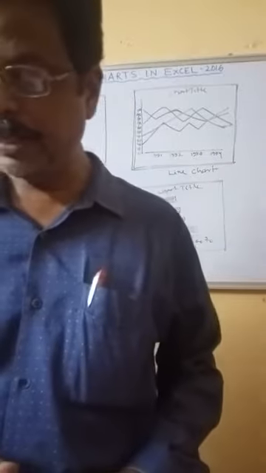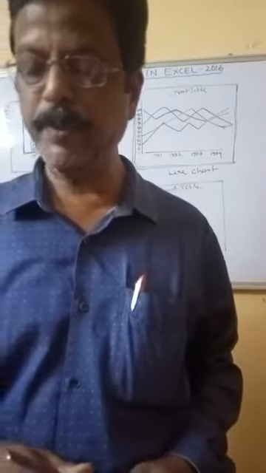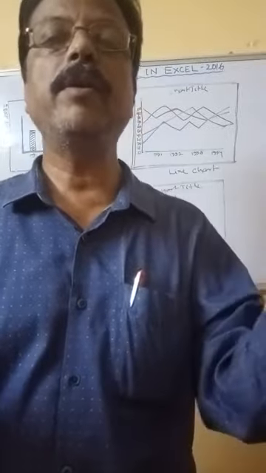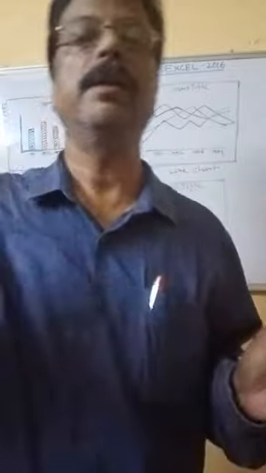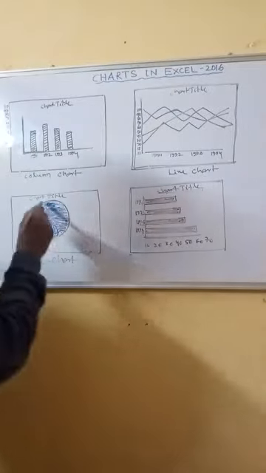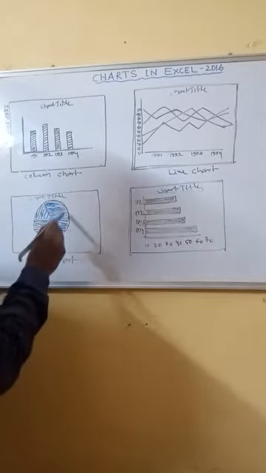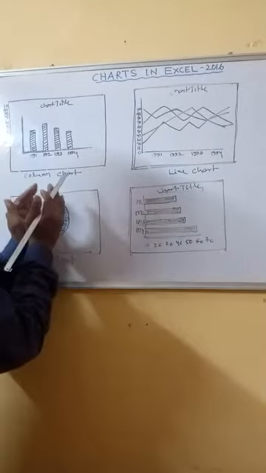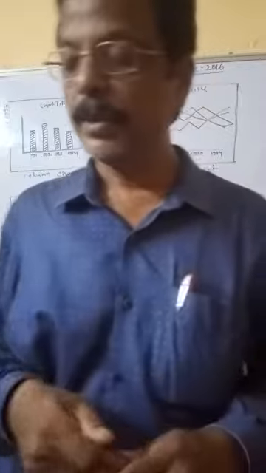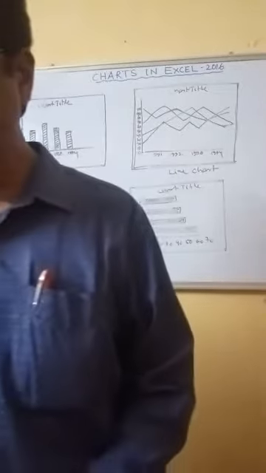So all the data points taken together make a complete circle. When you combine all the slices, you will complete a circle. This part, and this is another part, this is one more part, this is one more part. So when you combine all of these, it will become a circle. Okay, in this manner. So this is your pie chart.